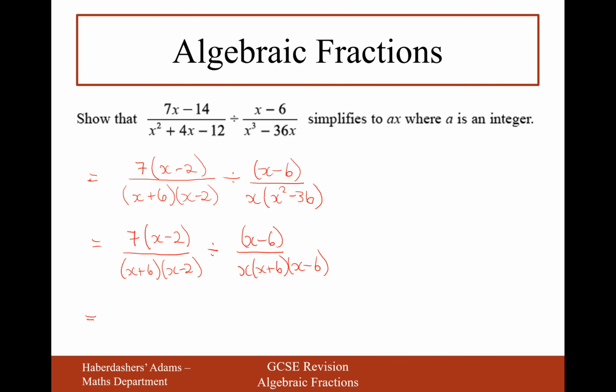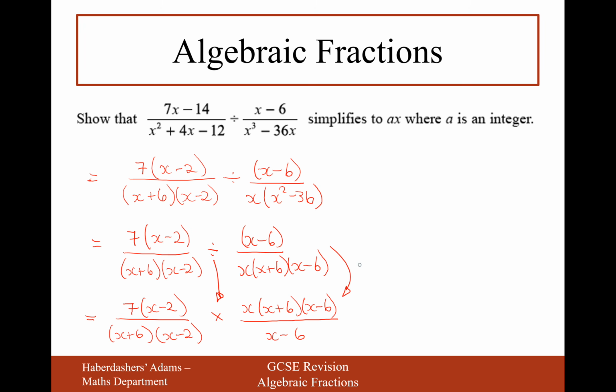Now the next thing to do is to turn this divide into a times, but flip the second fraction. So leave the first fraction alone. What I'm now doing here is the rule for dividing fractions. It's multiply, but the second fraction upside down. Some of you might remember it as kiss and flip. So you turn the divide into a times and you flip this fraction here. So turn this and flip this.